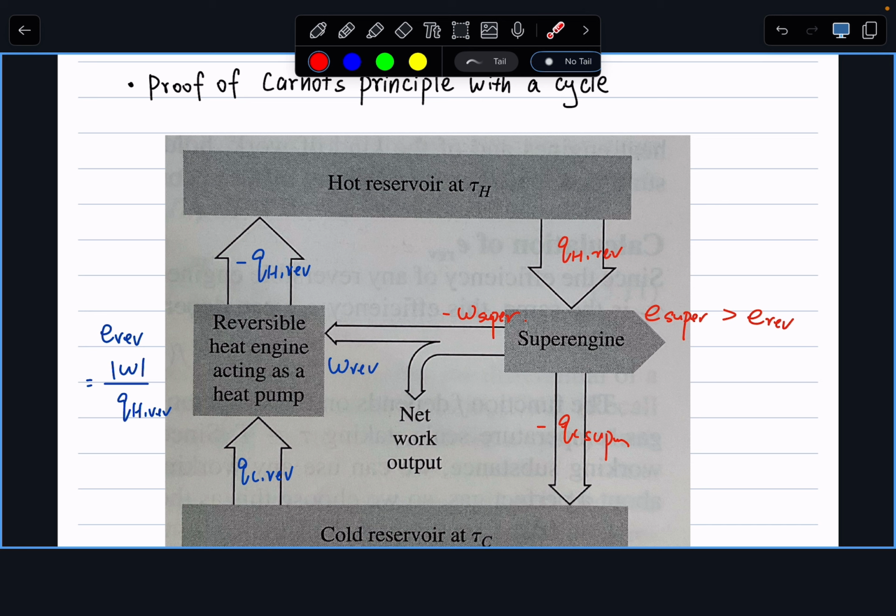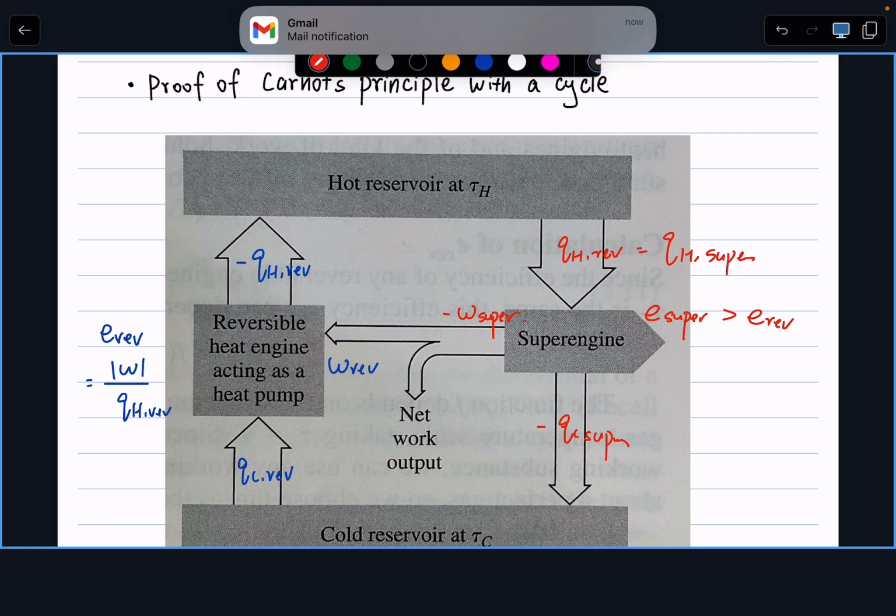But in this case, we manually set my QH reversible on the left-hand side equal to my QH super. So this one we can alternate, right? Just make sure you run both cycles at a certain rate so that the heat input is the same as the heat output. So that's something we can manipulate. Okay, so this part is the setup of my two different engines.